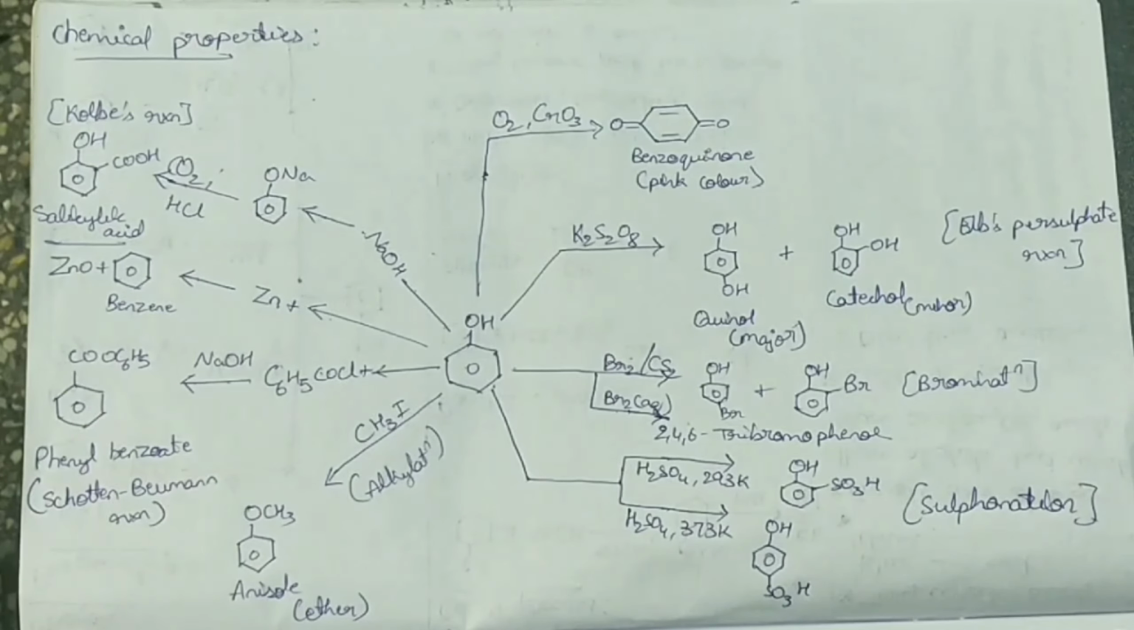Next, phenol reacting with zinc dust gives benzene. It's also a preparation method of benzene from phenol. So next, phenol reacting with NaOH gives sodium phenate, and that sodium phenate reacting with carbon dioxide in the presence of HCl gives salicylic acid, which is also known as Kolbe's reaction.